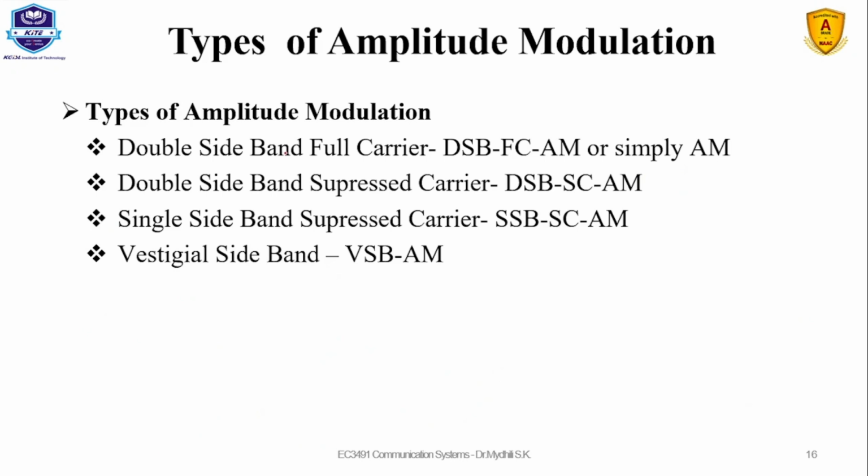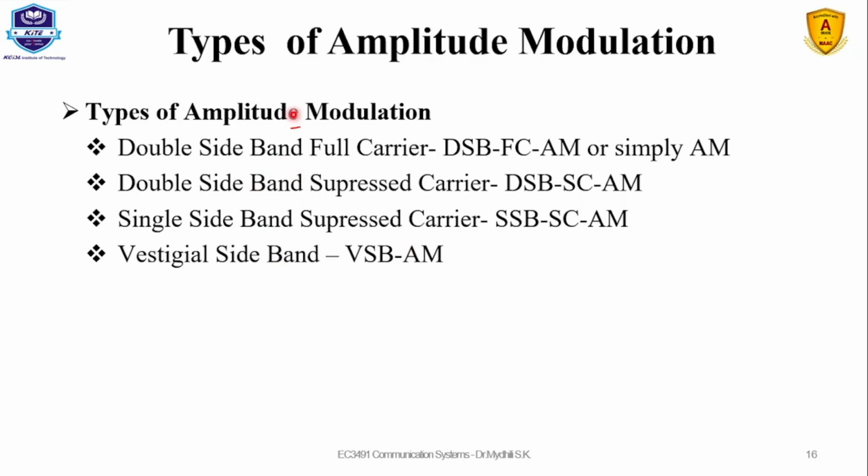So now coming to the types of modulation. What are the types of modulation here? Types of modulation involve the double sideband. So simply amplitude modulation itself is called double sideband full carrier AM. Next is double sideband suppressed carrier AM, that is DSB-SC AM, or single sideband suppressed carrier AM, that is SSB-SC AM, and vestigial sideband AM. Each and everything will be explained separately with respect to generation as well as its detection technique.